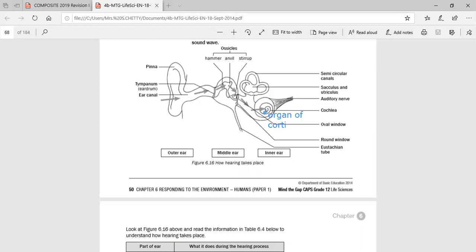So the pressure waves will now stimulate the organ of Corti, which is found in the cochlea. And if a receptor in the organ of Corti is stimulated, impulses are created, which are then taken by this nerve, the auditory nerve, to the cerebrum, where the impulse is interpreted. Always end by saying where the impulse is interpreted. The pathway taken by these arrows represents the pathway taken by the sound waves in bringing about the sensation of hearing.